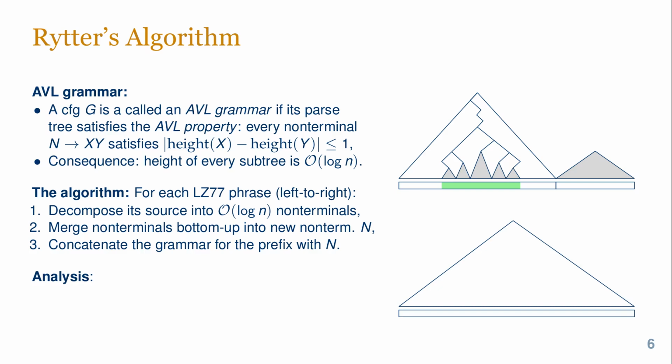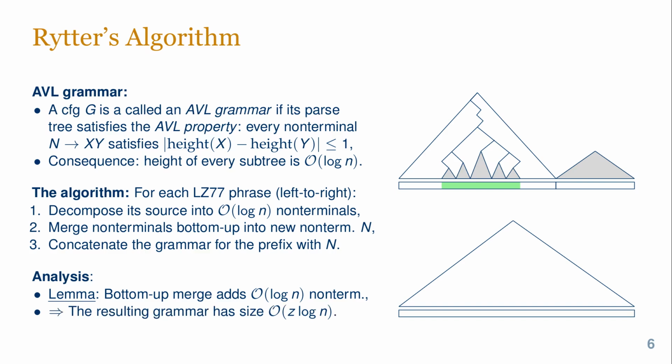To analyze this algorithm, Rytter has proved that the sequence of non-terminals that is being merged in the second step is bitonic, and moreover, when we perform the merge of non-terminals from short to tall, the number of extra non-terminals introduced in the whole process is only logarithmic in the length of the string. This proves that the whole process takes only O(z log n) time, and that the resulting grammar has size O(z log n).